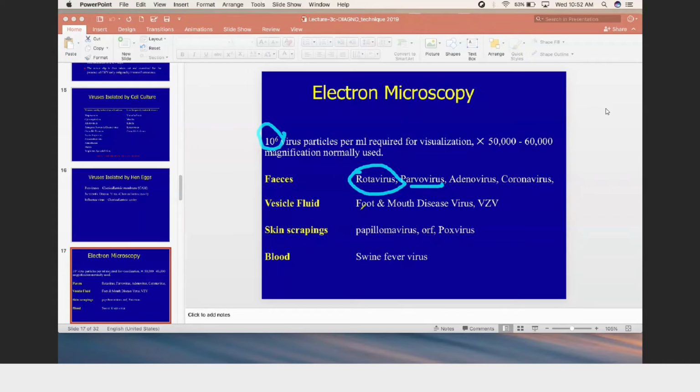Also from vesicle fluid that contains a large amount of virus, or from skin scraping with virus inside the cells, such as pox virus, and so on. And also from the blood, for swine fever virus. Swine fever virus in the blood, you can see lots of virus particles. But still, it is subject to 10 to the 6 virus particles per mil. Because this sample contains a large amount of virus, it shouldn't be a problem.